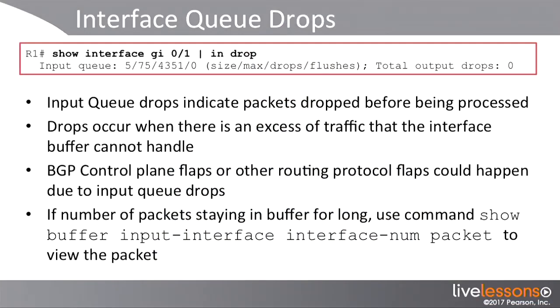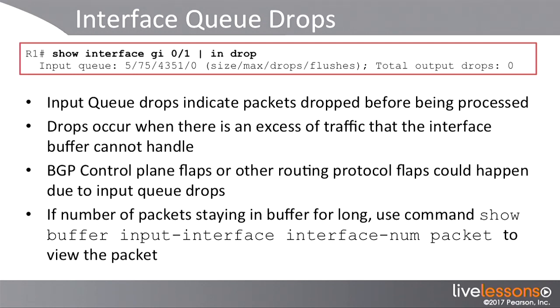Another important reason that could cause the BGP sessions to flap randomly is if the BGP packets are dropped at the interface level. This is when you can see the interface is having input or output queue drops. You can look at the drops using the command show interface gig, whatever the interface name is, pipe include drop.